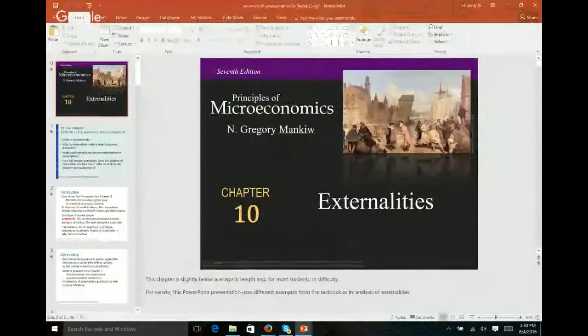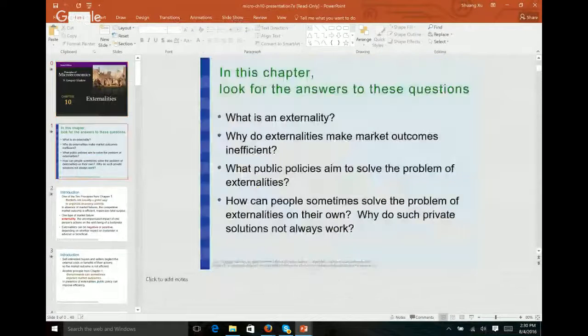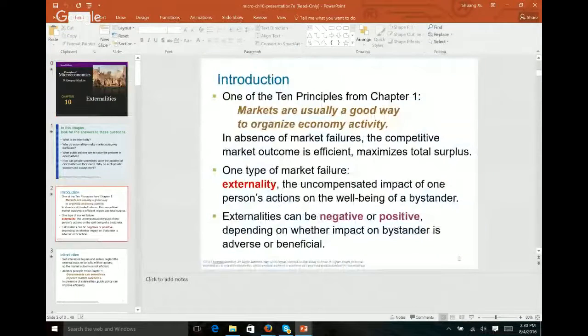Now, chapter 10 is very much definitions. So if you read chapter 10 and understand the concept, you'll be okay. So let's look at the definitions, the ones I have to know. Make sure I know what an externality is.